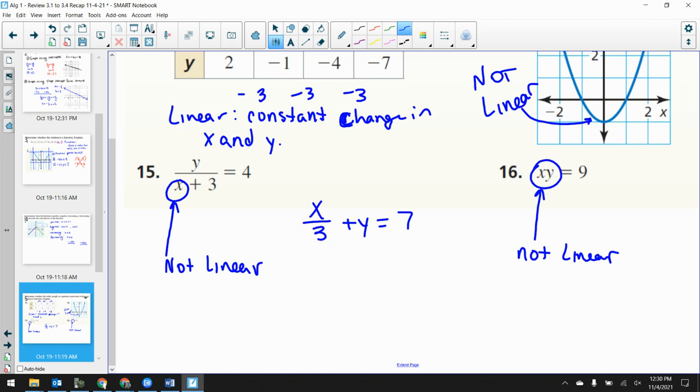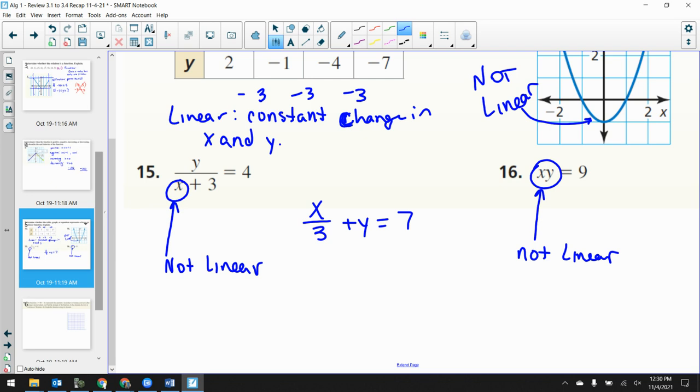Let's see. All right, let's take a look at a word problem.